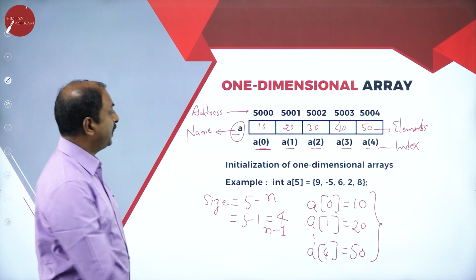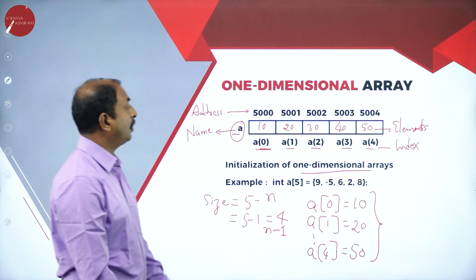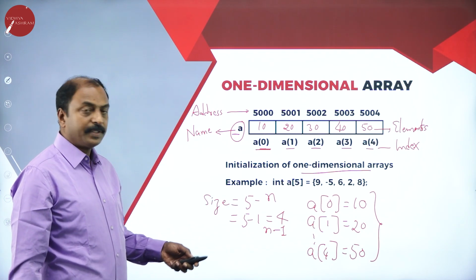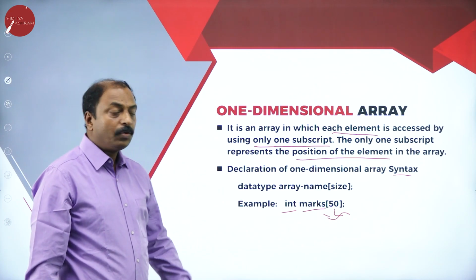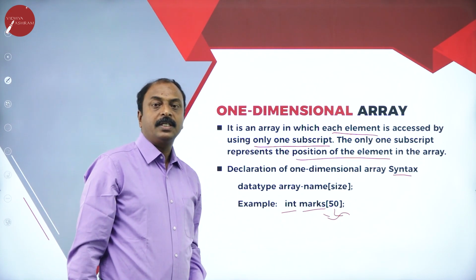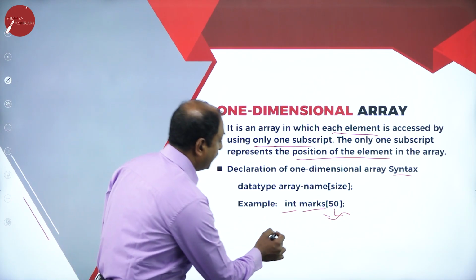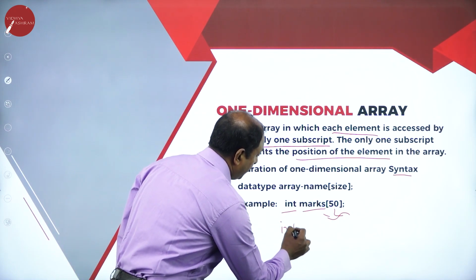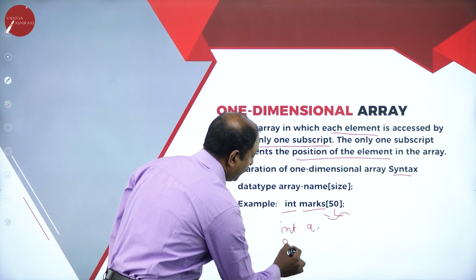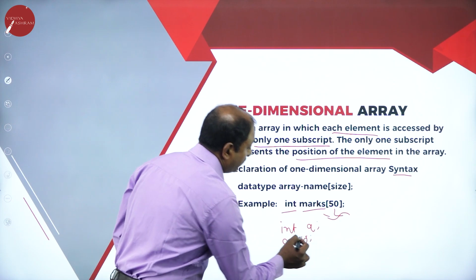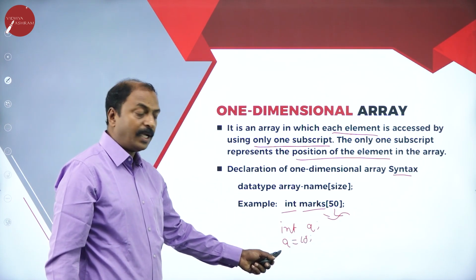And the next concept is initialization of a one-dimensional array. Now we know how to declare an array. In the previous example, this is how to declare an array. Now how do we assign values to this? Suppose in programming, int a is one variable, and if I say a equal to 10, this is an assignment statement. So we are assigning a value to the variable a.